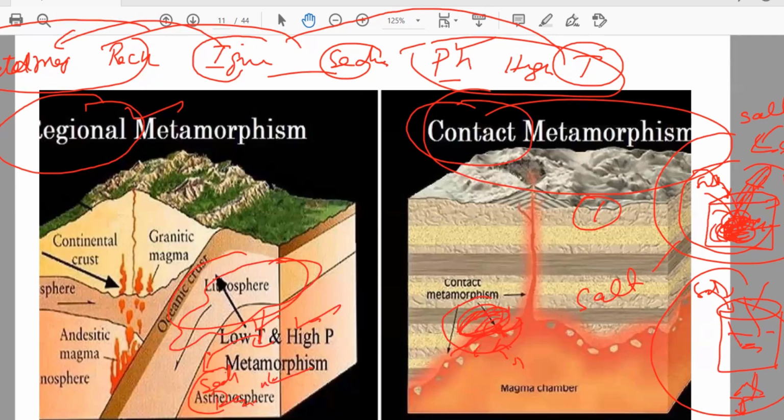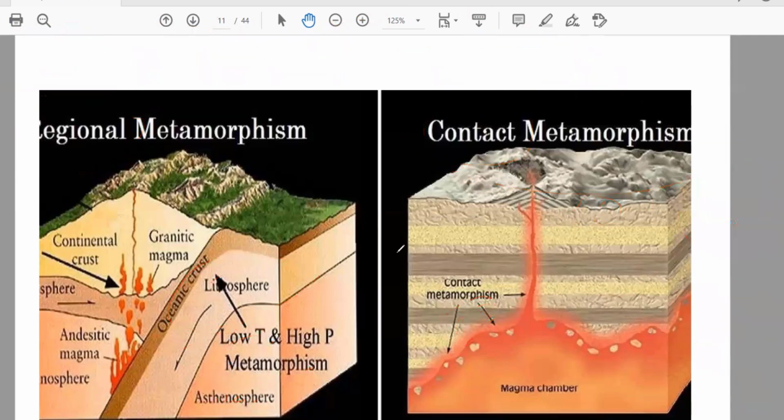In the same way, metamorphic rocks are formed in two ways. Number one: when magma under the ground comes near a rock, which is also under the ground, this rock can be igneous or sedimentary. When it comes near the magma, which has high temperature, the structure of the rock changes and it converts into metamorphic rock. This is method number one.